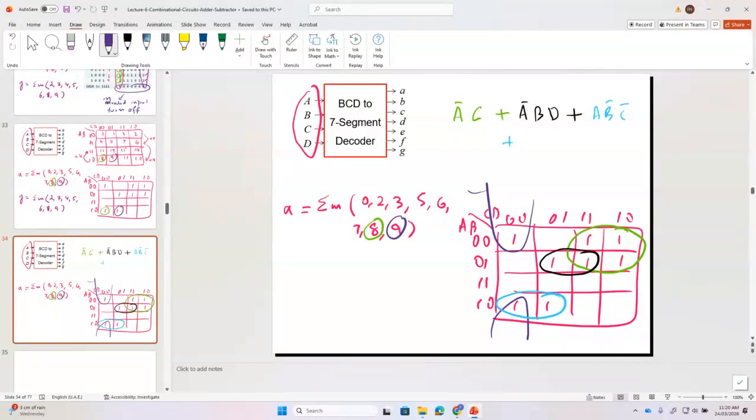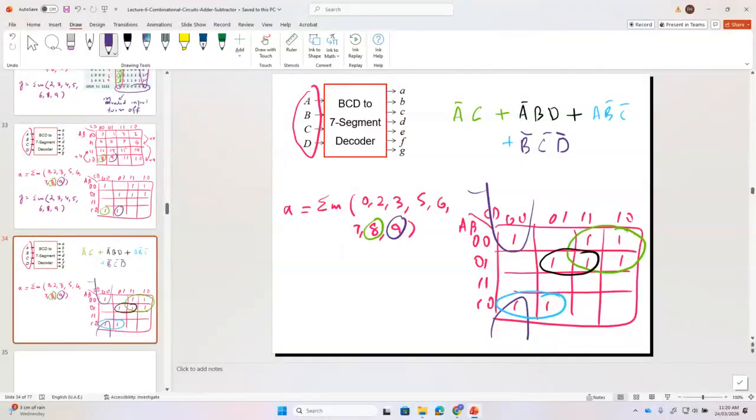This corner, this thingy. So what is this actually? Help me. B bar, B bar. B bar, C bar, D bar. Very good, very good. So this is now the expression. So similarly, we have found the expression for A, then we can find the expression for B, C, D, E, and F.